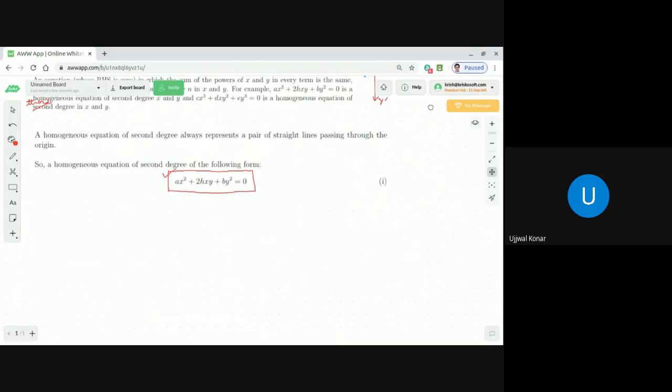Okay, that means what you can say is that if y equal to m1x and y equal to m2x be the equation of individual straight lines, then you can write something like this: ax square plus 2hxy plus by square is actually representing y minus m1x into y minus m2x jointly, dear students.